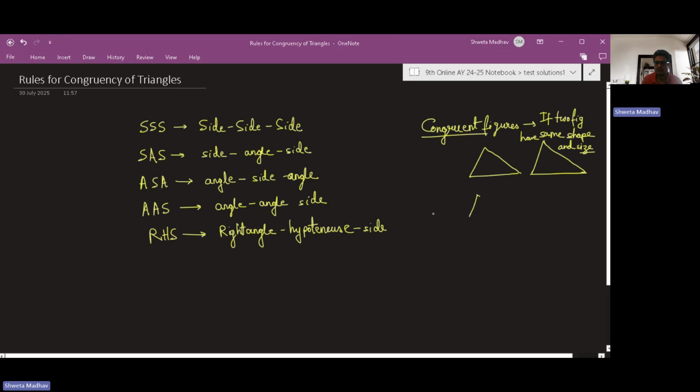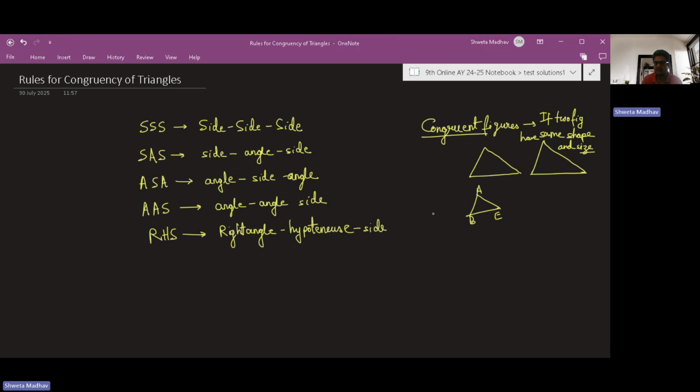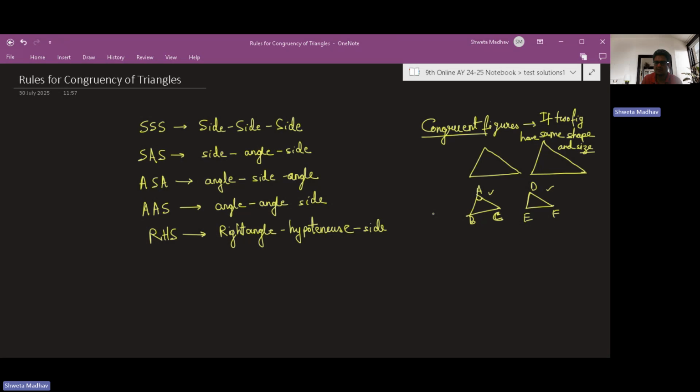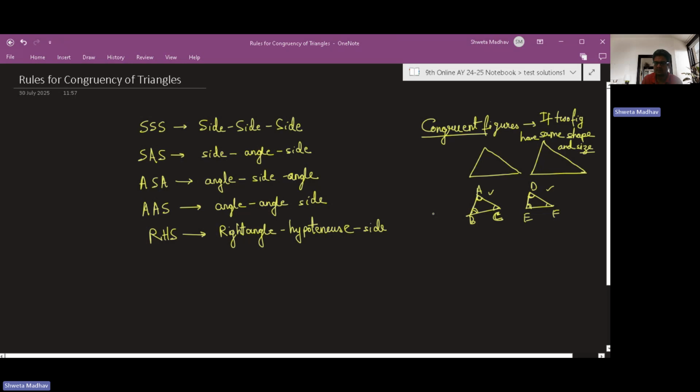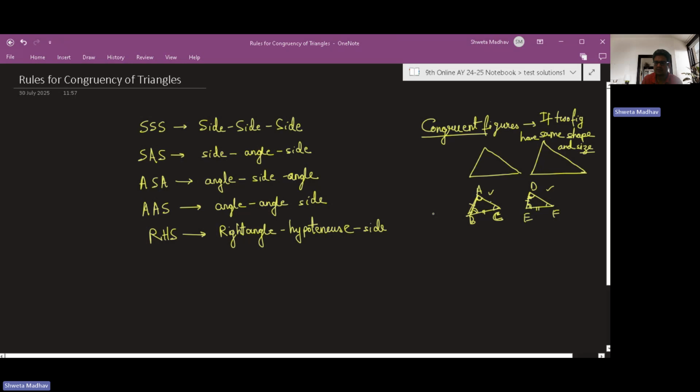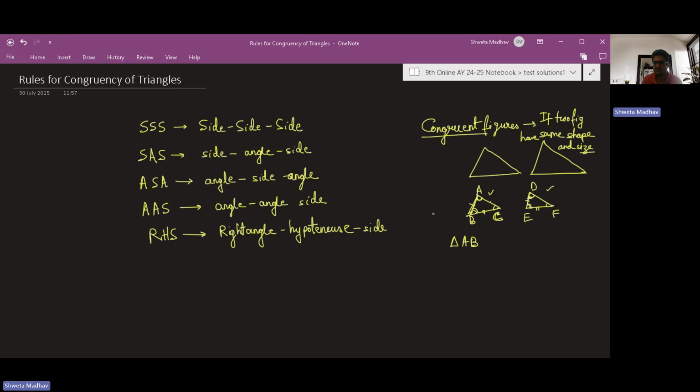So suppose we take triangles ABC and DEF, and their shapes are the same and the size is also the same. How to know that their shape is the same? If all their corresponding angles are the same: angle A and angle D are the same, angle B is the same as angle E, angle C is the same as angle F, and all their corresponding sides are equal. It means AB is equal to DE, BC is equal to EF, and AC is equal to DF. Then I will say that triangle ABC is congruent to triangle DEF.